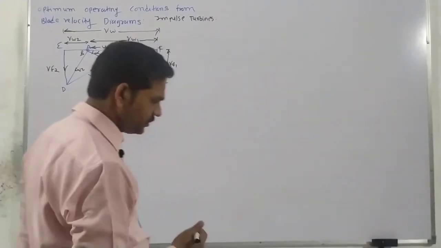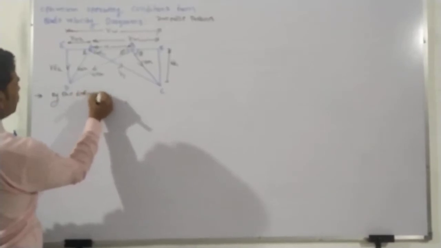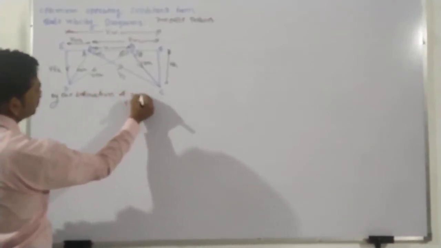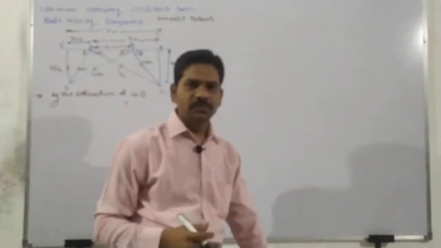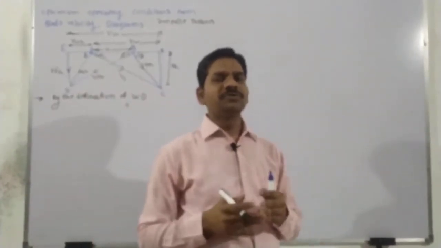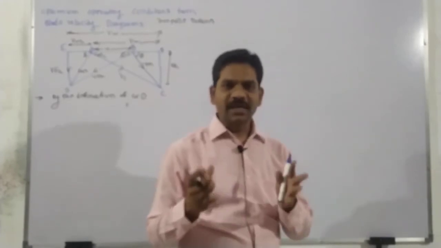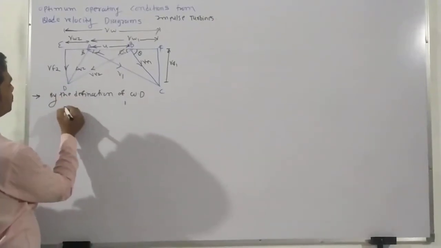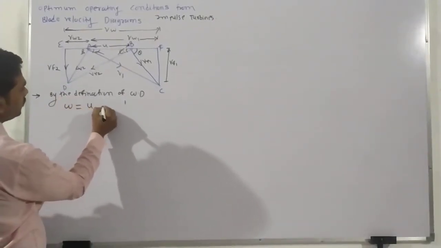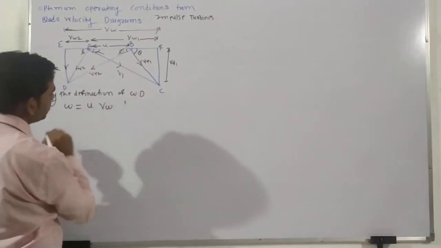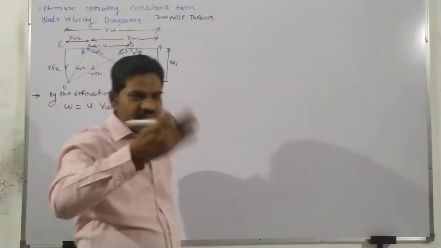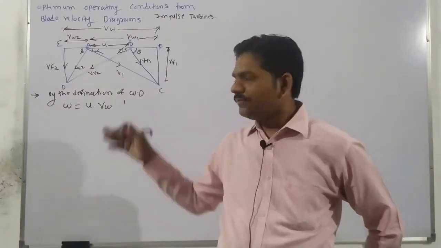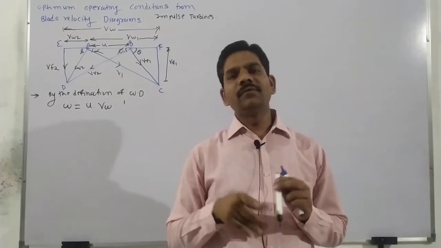Okay, so see here, by the definition of work done. What is the definition of work done? Work done is nothing but force into displacement. And this formula we already derived in our previous lectures. So what is the formula in steam turbines? Work done is equal to U into VW. U is the speed of the turbine blades, and VW is the total whirling velocity of the blades.